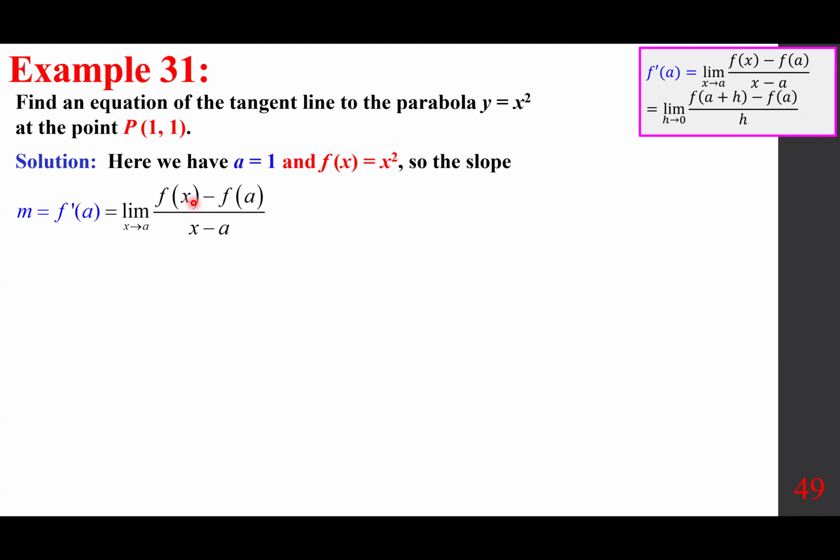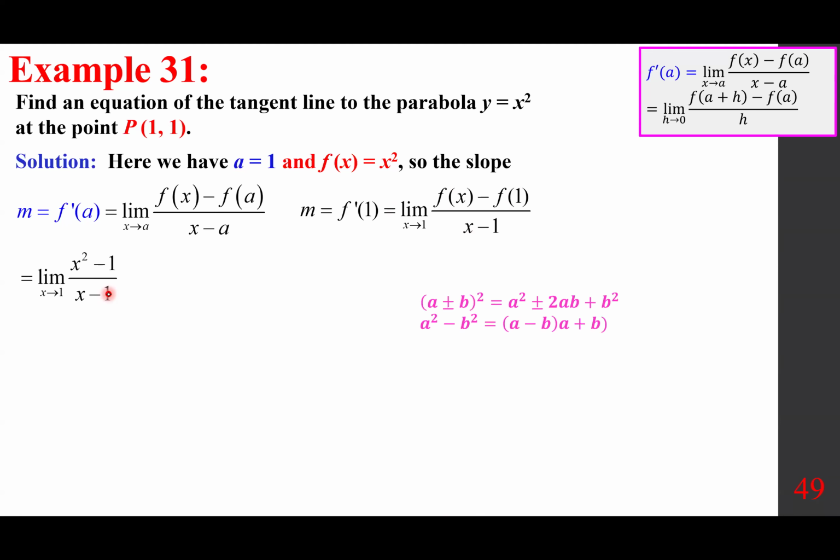So f of x minus f of a, where a is 1: the limit of f of x minus f of 1 over x minus 1 as x approaches 1. Replace the f of x with x squared. F of 1 is, you already have it, or plug it in. And if you plug in, you get 0 over 0. The technique is factoring, reminding you of all of those.